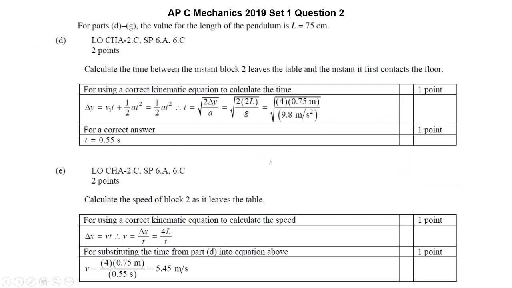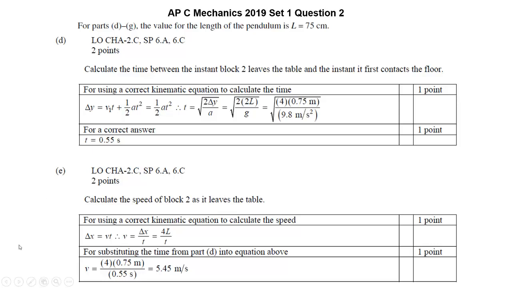Part D. So now they want you to calculate the time between the instant block 2 leaves the table and the instant it first contacts the floor. Sounds like a projectile problem, and indeed it is. And with almost all projectile problems, when finding the time of flight, we tend to use the third kinematic equation. Right? Here they wrote it out this way.